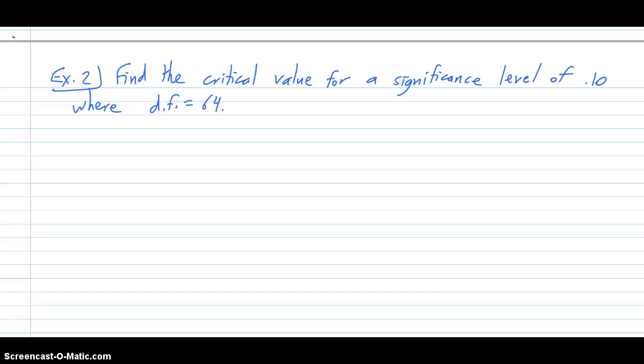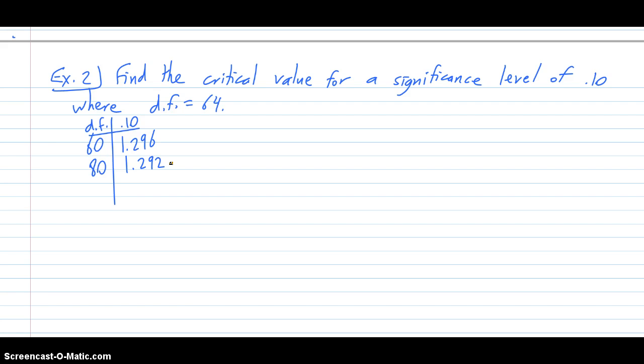So again, scan your table on the degree of freedom side, and you'll notice we seem to have 40, 50, 60s on there, but the next one after that's 80, right? So what do we do? Well, if I look at the 0.1 significance level, I get 1.296 for 60 and 1.292 for 80. Now notice that's not a huge difference, right?